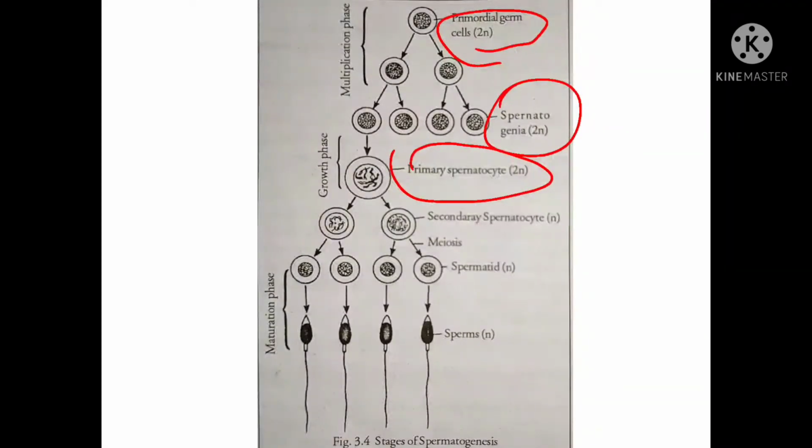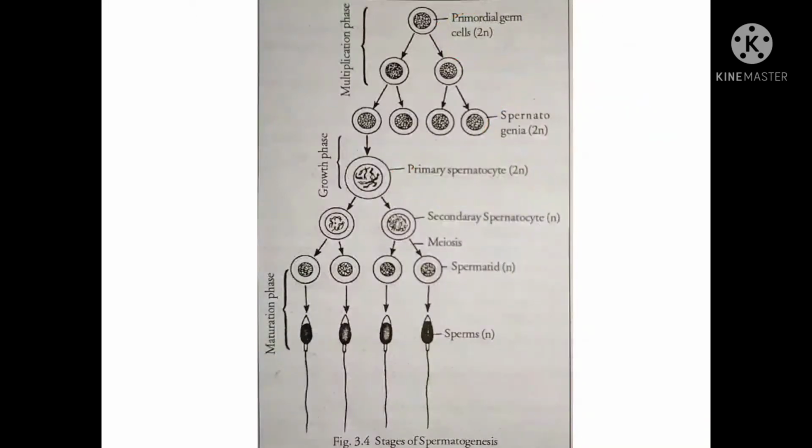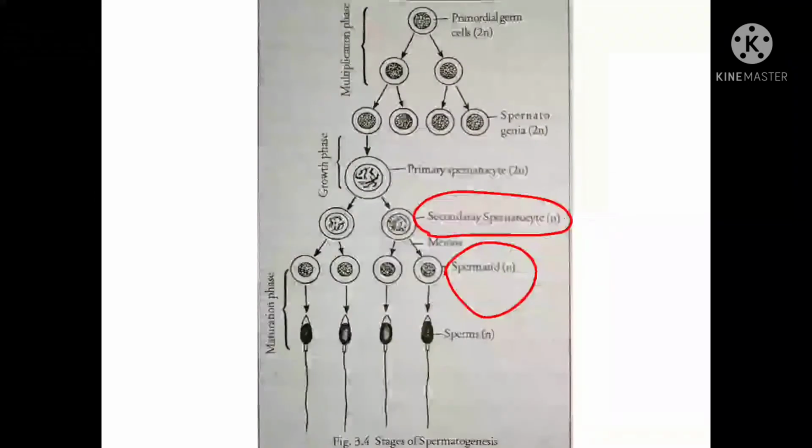From secondary spermatocytes, 4 spermatids are formed by meiosis division. The spermatids after that undergo some changes and turn into mature sperms. These are mature sperms.